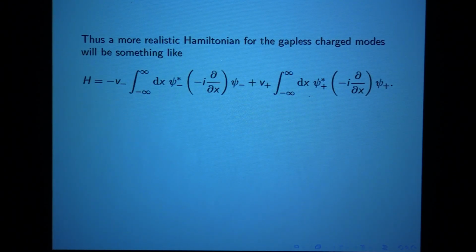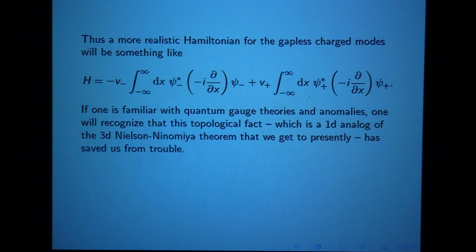So a more realistic Hamiltonian for the gapless charged modes, allowing for the fact that there are going to be both right-moving and left-moving modes, will be some constant v plus, the right-moving velocity, times a one-component Hamiltonian, with a plus sign, times minus i d by dx. But there will also be, with the minus sign, some other constant v minus times a similar Hamiltonian, and the minus sign means that this describes a mode that moves to the left. So relativistically, they would both travel at the speed of light. In a solid, or in a condensed matter system, they will travel at different velocities in general.